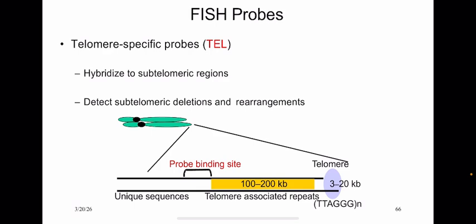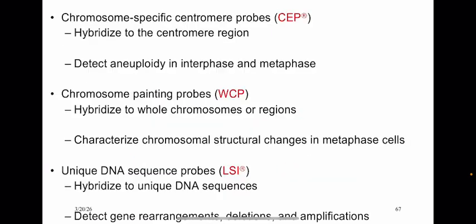We have telomeric probes, or tel probes, and as the name suggests, they are used to hybridize telomeric regions. These are used to detect deletions or any anomalies at the telomeric regions. So the FISH tel probes are used to detect anomalies, mostly deletions and rearrangements, at the telomeric regions of a chromosome. We have the SEP, like centromere probes.